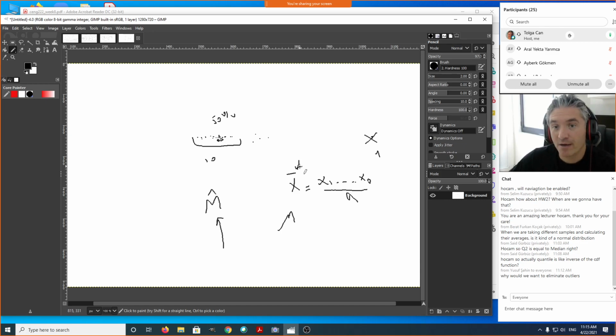That's why we remove these. Sometimes the outliers are due to some noise in your data. For example, you're computing the running time of your algorithm. Maybe something happened at that time and you got the running time incorrectly.